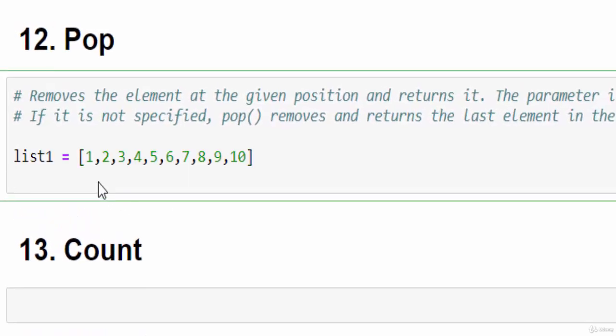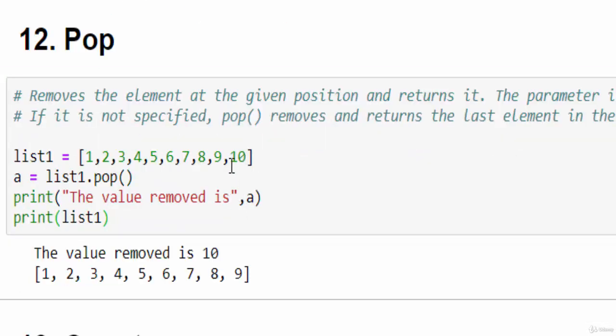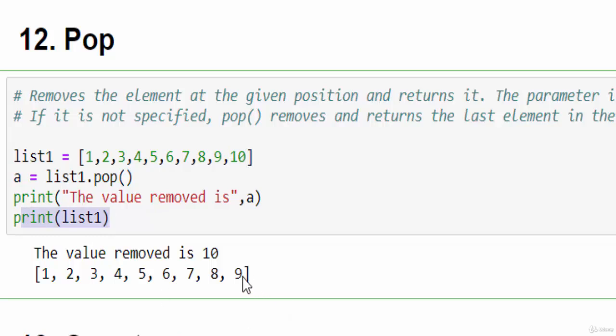You have a list that contains 10 values. Now what I am doing: this pop has a return value, that's why I am assigning it to a variable, list1.pop(). If you don't mention any index, then it will remove the last value. Run it. So the value removed is 10, and it displays the output. An indirect way of asking an interview question: I want to remove a particular value and it should display the exact value. If that is the question, you have to say pop.